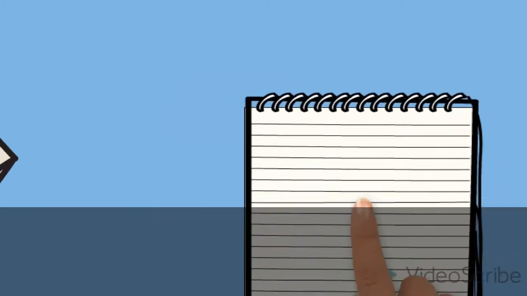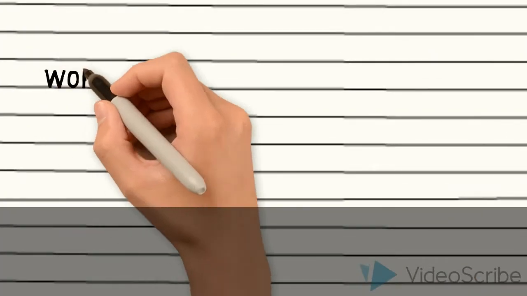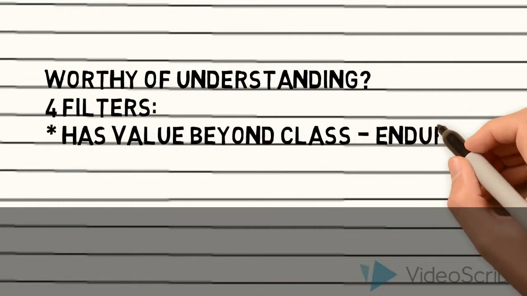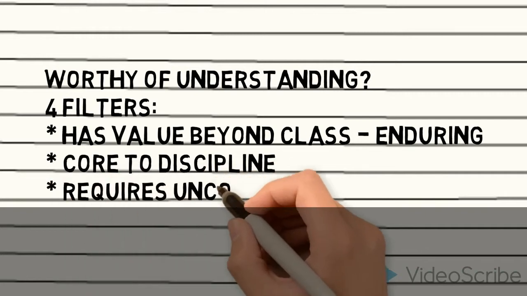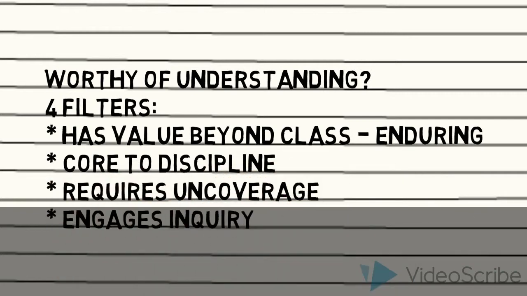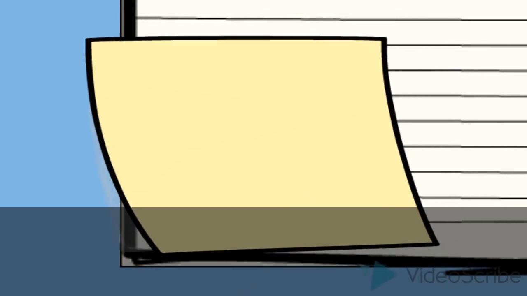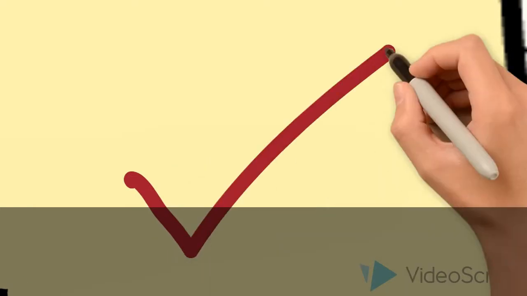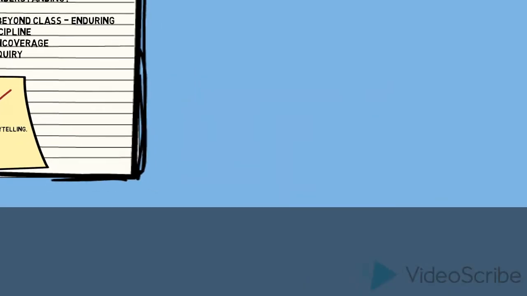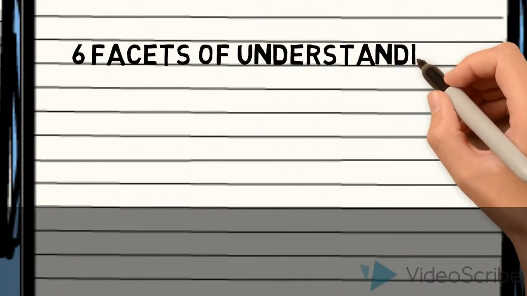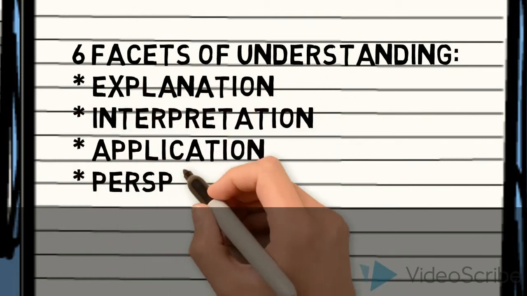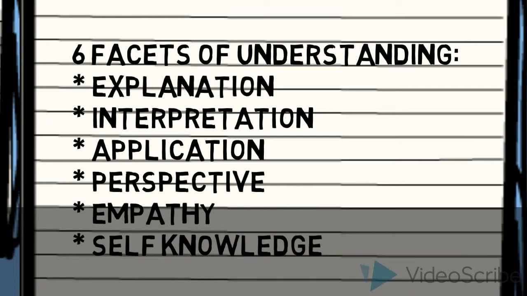For example, to help you determine what's worthy of understanding when it comes to your course, 4 filters are proposed. That it has some kind of enduring value, is core to the discipline, requires uncoverage, and engages inquiry. So I'm going to check that against the goal that I had for understanding, which is understand the role of storytelling. I think it meets the criteria. 6 facets of understanding help you to define the qualities that might be associated with understanding. You can find a rubric online that expresses this in more detail.